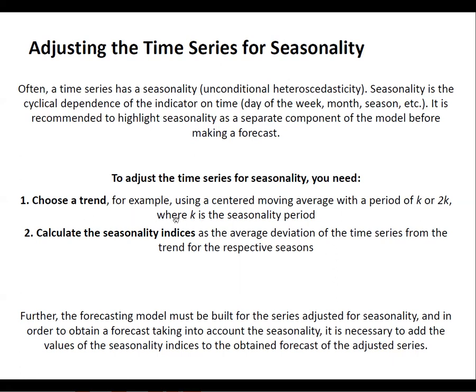I will show you it in an example. The smoothing period of the centered moving average should be selected depending on the seasonality cycle. You can take it equal to the seasonality cycle K, or you can take it equal to 2 seasonality cycles, 2K. And you can take the trend as an average of these 2 trends with smoothing parameters K and 2K. For example, if you have monthly data, then K equals 12. If you have quarterly data, then K equals 4.